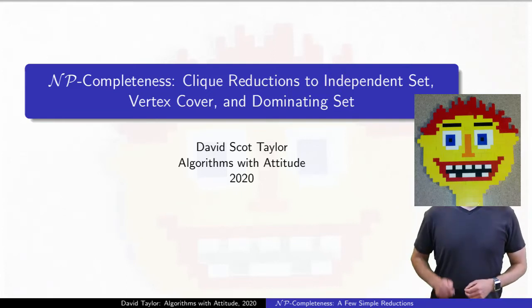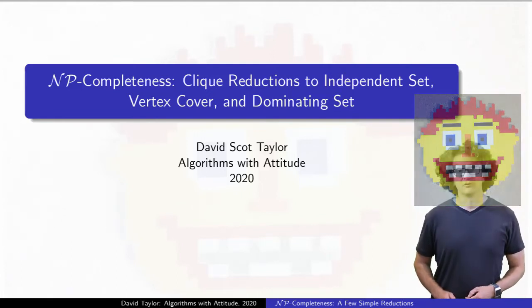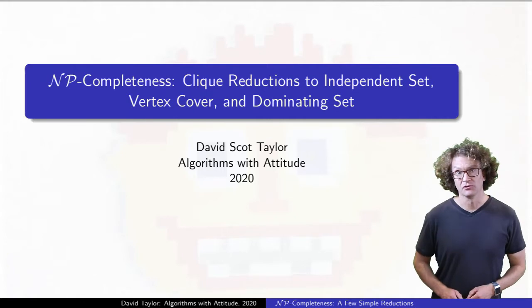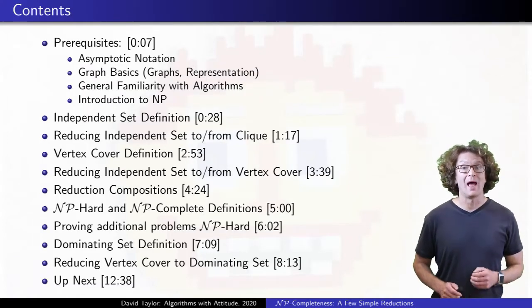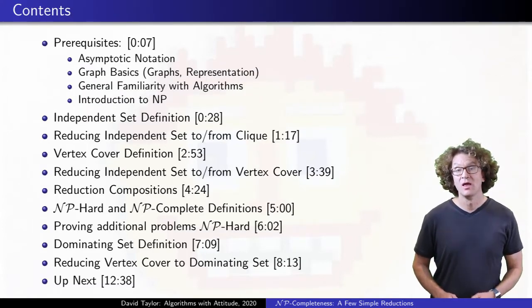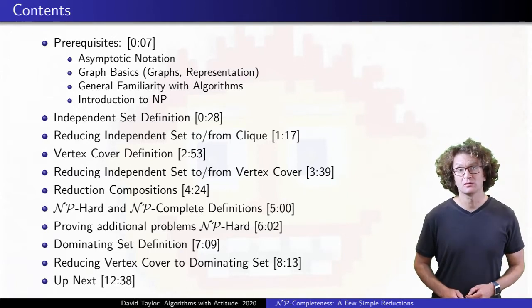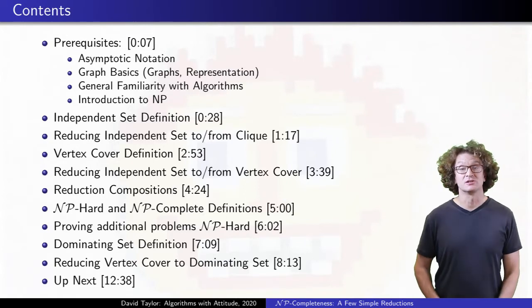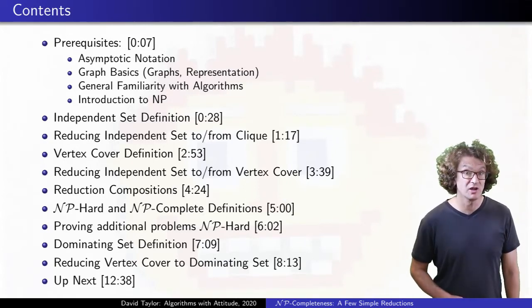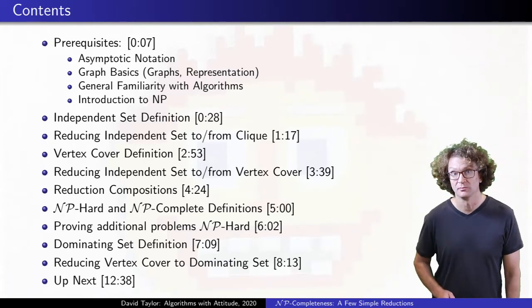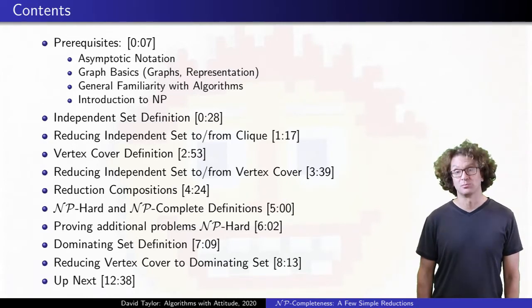This video introduces NP completeness and reductions with a few different graph problems as examples. Before watching it, you should know about asymptotic notation and graphs, be familiar with algorithms in general, and you should watch the first video in the NP playlist that defines NP, at least until it starts discussing optimization algorithms versus decision algorithms, so you should know what the Clique problem is.